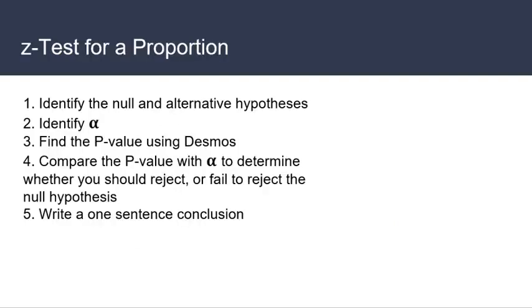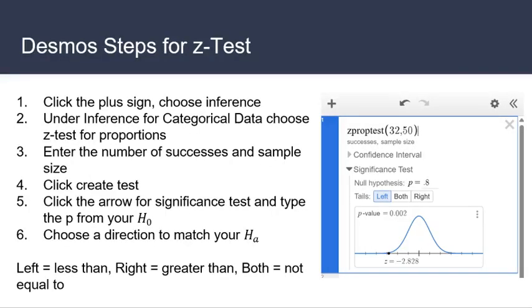All right, when we do a z-test, we need to identify our null and alternative hypotheses like we did in our last lesson. We need to identify alpha. We're going to find the p-value in Desmos, and then we're going to compare that p-value to alpha to determine whether we're going to reject or fail to reject. And then the last piece is we're going to write a one-sentence conclusion. Okay, so let's go ahead and use Desmos to find our p-value for our Coach Rivers experiment.